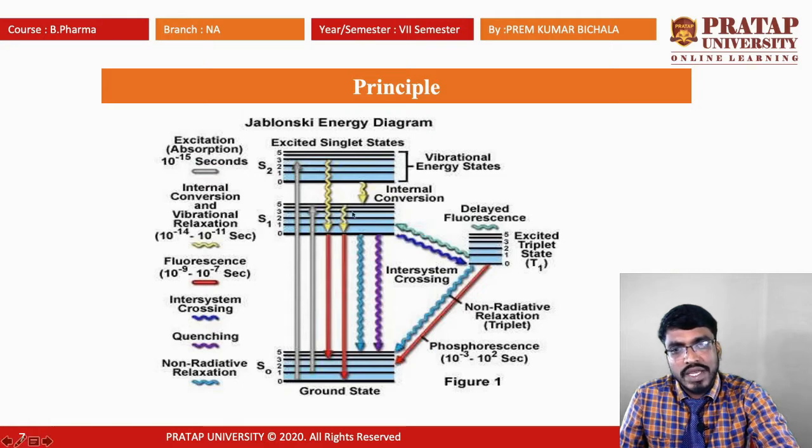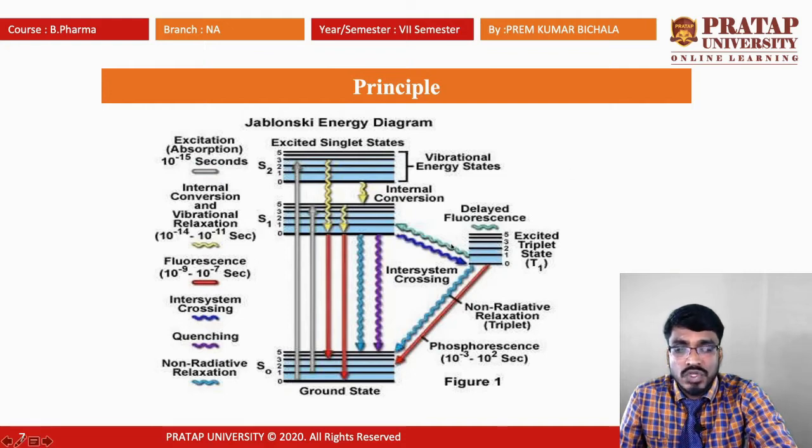In fluorescence we observe a radiative process, meaning radiative relaxation. In delayed fluorescence we cannot observe a radiative process, so it is non-radiative relaxation. In this state the electrons are in the triplet state, and here we can observe phosphorescence. Compared to fluorescence, we can observe phosphorescence for some more time.